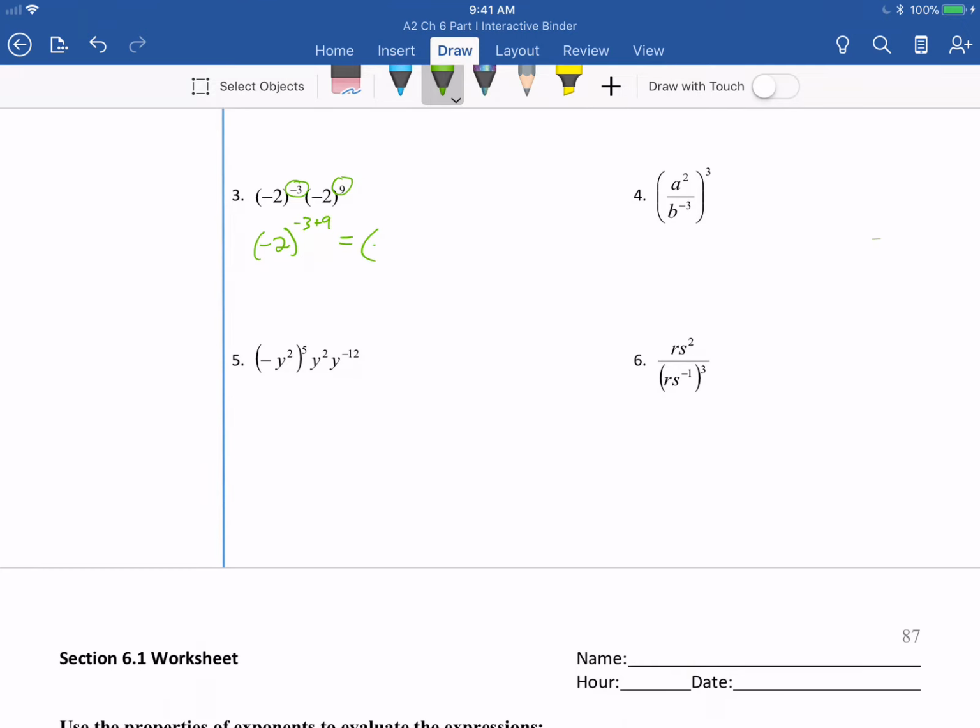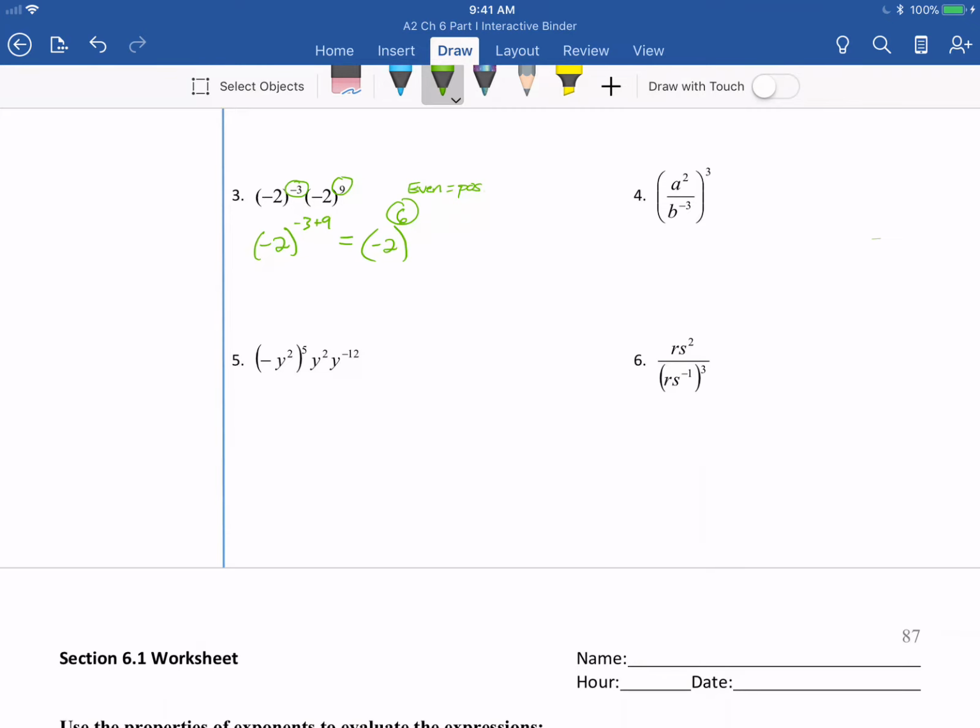We know that negative 2 to the 6th power is going to be a positive answer, because negative 2 times negative 2 is going to be positive, times negative 2 the third time is going to be negative. And you kind of get the deal. If the exponent is even, it's going to be positive.